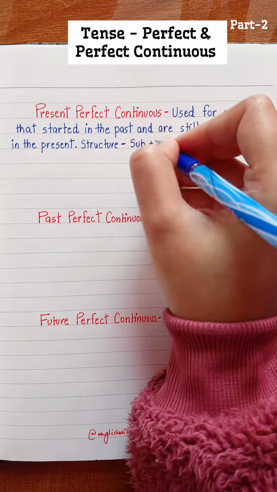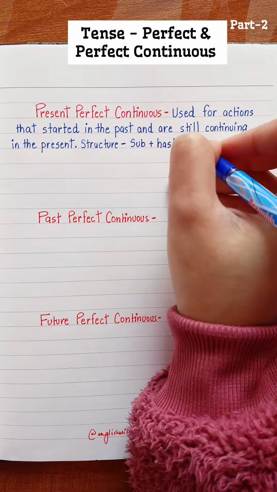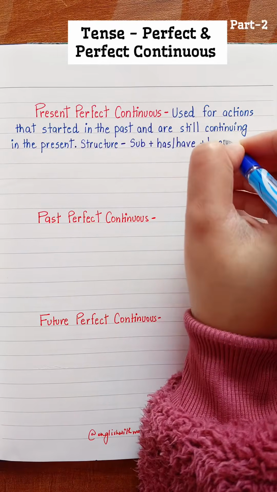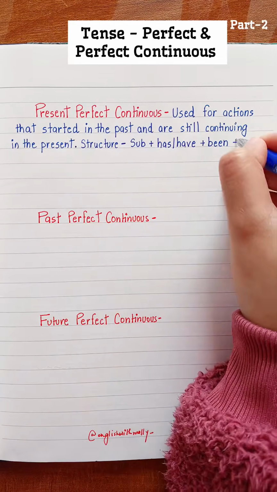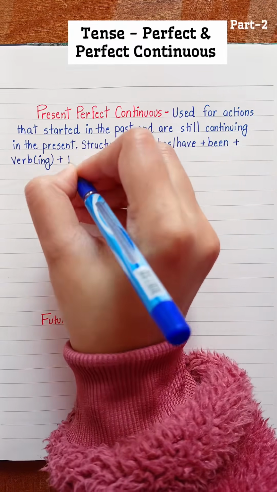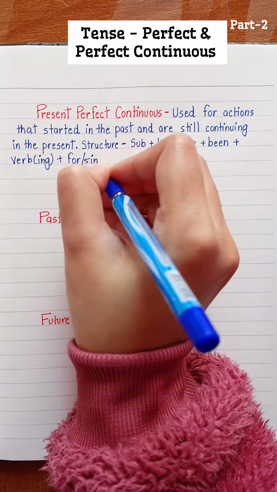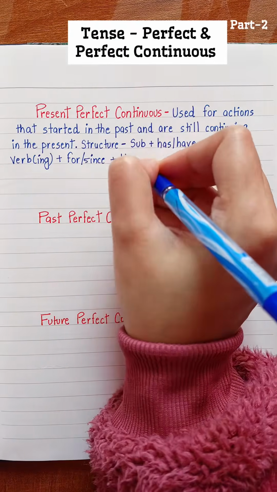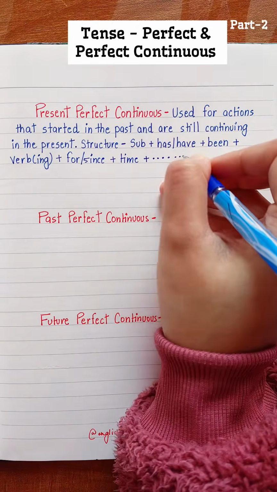Subject plus has or have plus been plus verb, ing form of the verb, plus for or since, plus time, plus the remaining sentence.